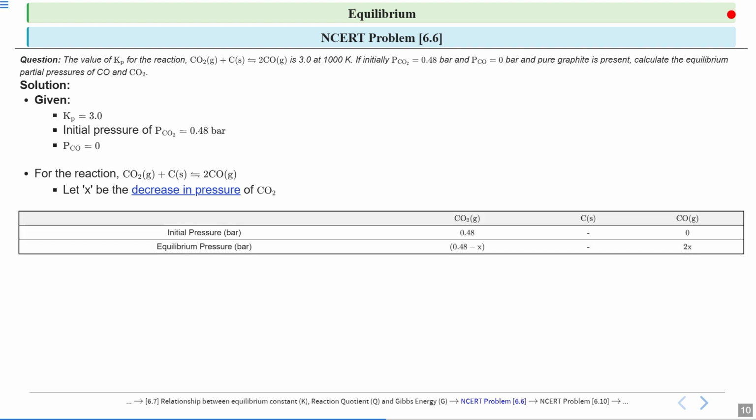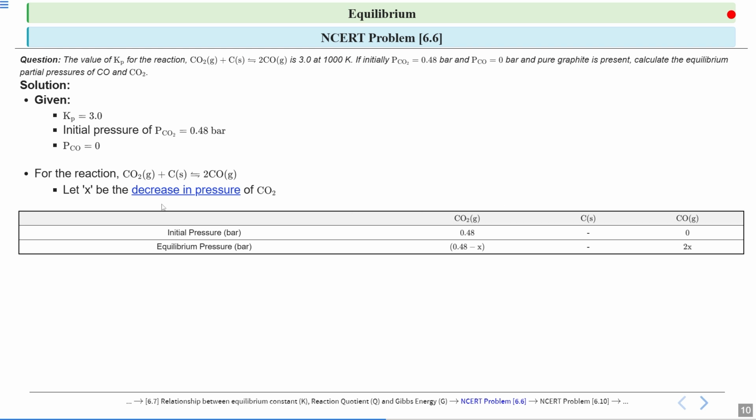Right, so we can represent the same situation in the ICE table. Initially we have 0.48 initial pressure for carbon dioxide and 0 pressure for carbon monoxide. Here you can notice that we have not taken the carbon solid's partial pressure contribution, and it's obvious because solids have no contribution to the pressure. After moving the reaction in the forward direction so that equilibrium can be attained, suppose X amount of change is seen in the pressure of carbon dioxide.